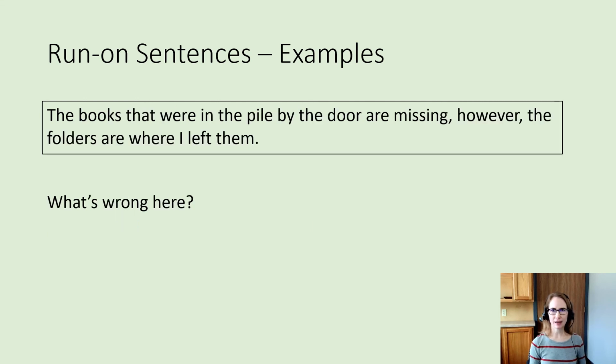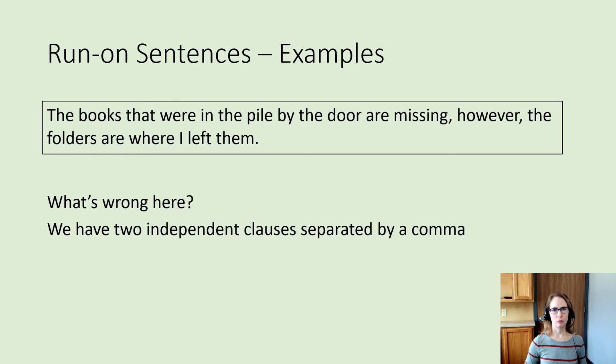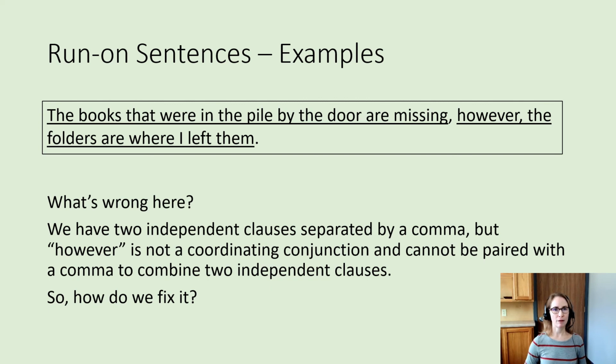Let's take a look at another example. The books that were in the pile by the door are missing, however, the folders are where I left them. So what's wrong with this one? Well, we have two independent clauses separated by a comma. The books that were in the pile by the door are missing, and however, the folders are where I left them. But however is not a coordinating conjunction, and it cannot be paired with a comma to combine two independent clauses.